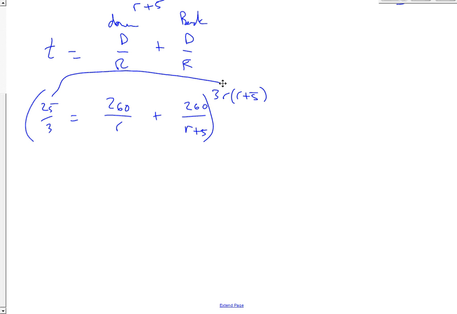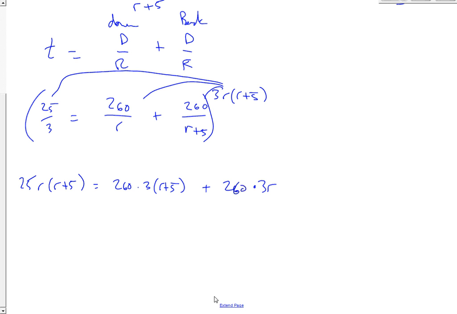When I distribute to the first term, the 3 cancels out. I have the 25 that's in the numerator, the r, and the r plus 5. In the second term, when I distribute, the r will cancel out. I have the 260 that was up there already, my 3, and the r plus 5. And when I distribute to this third term, the r plus 5 will cancel. I will be left with 260 and the r, 3r.